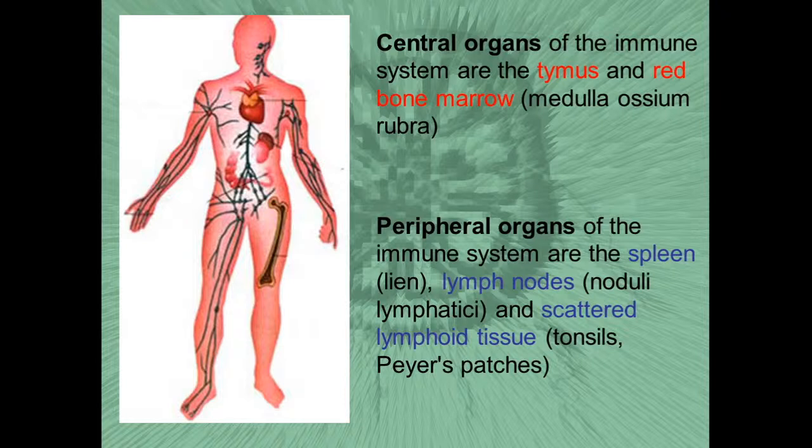These peripheral organs include the spleen, the lymphatic nodes, we were talking about it earlier. Then also scattered lymphoid tissue represented by the tonsils, by the Peyer's patches, by the vermiform appendix, and so on. Just thymus and red bone marrow are the places where the development and differentiation of the lymphocytes occur.